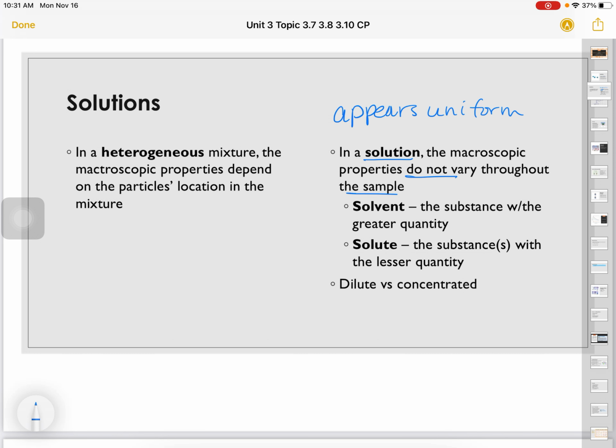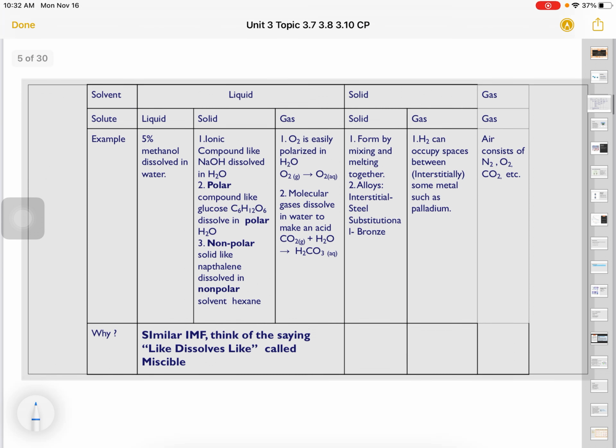The two parts of a solution are the solvent, which is the substance that has the greater quantity, and the solute is what you're putting into it in a lesser quantity. Also remember the words dilute versus concentrated. If I have a solution that is diluted, I'm not going to have as much solute in it as a solution that is more concentrated.